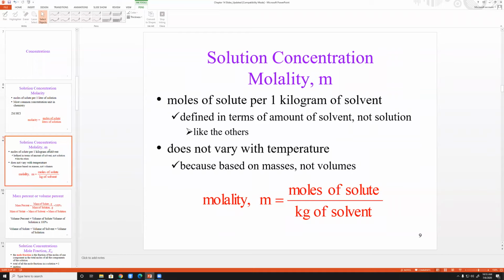So that's a good one. It's based on masses and not volume. That's why it's used in chemical plants, where we're dealing with a lot of heating and things boiling out of solutions all the time. Molarity will always change. The molality will not change because the mass of the solvent will stay constant.